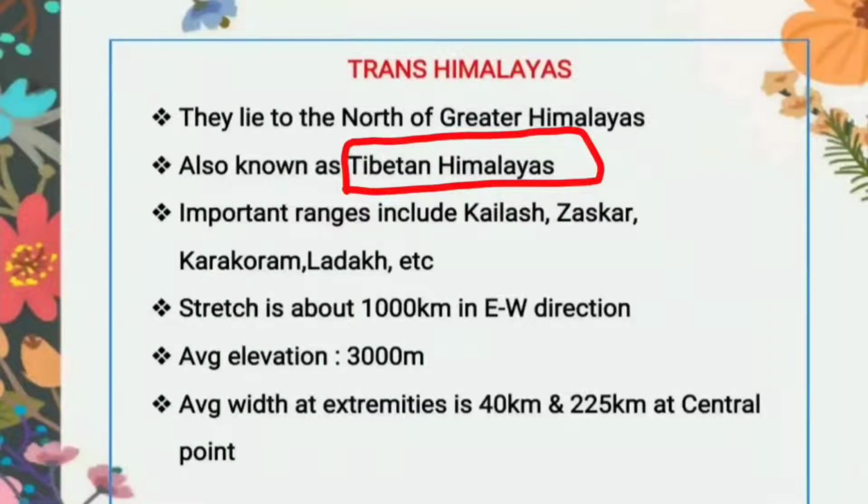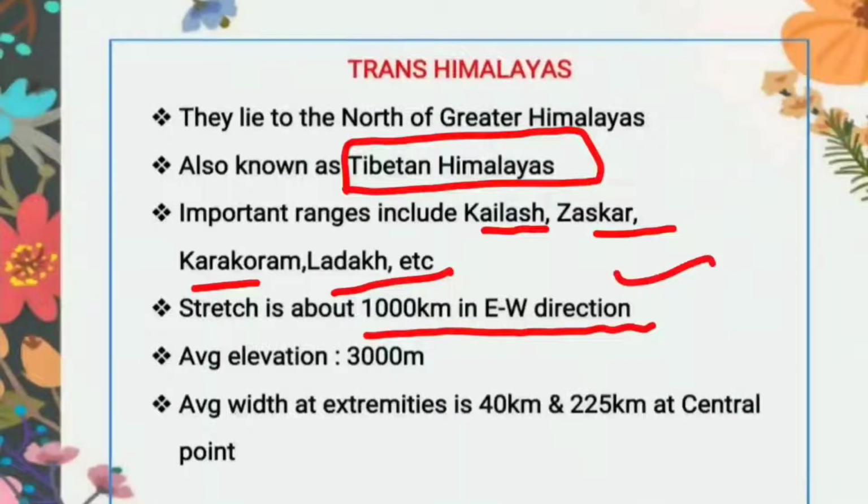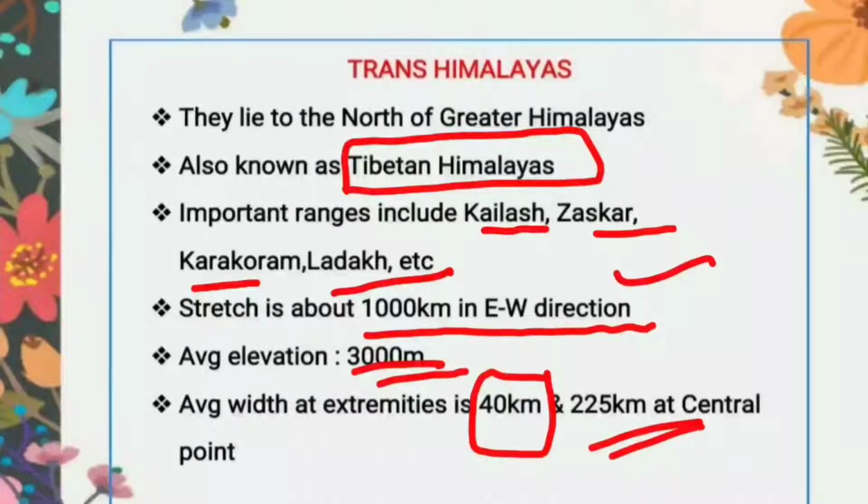Some important ranges here are the Kailasha range, the Zaskar range, the Karakoram range, the Ladakh range, etc. They stretch about 2000 kilometers in the east-west direction, and they have an elevation of about 3000 meters. Their average width at the extremities and the central point differs. At the extremities it's quite narrow, only 40 kilometers, but in the central part it is much wider, about 225 kilometers.